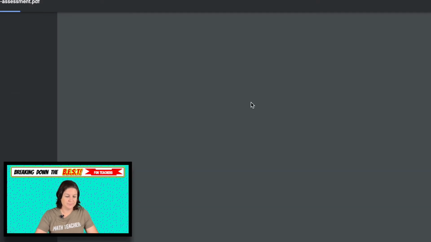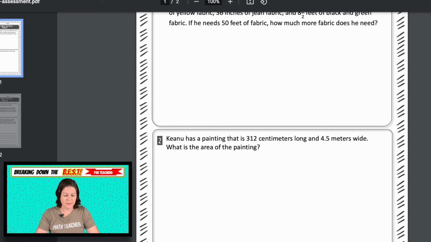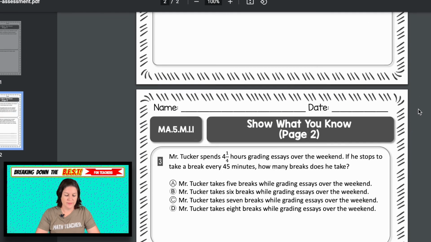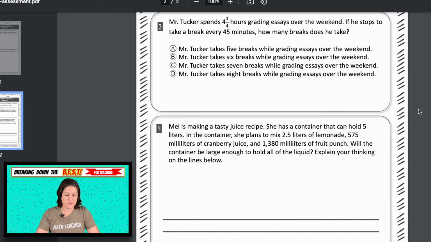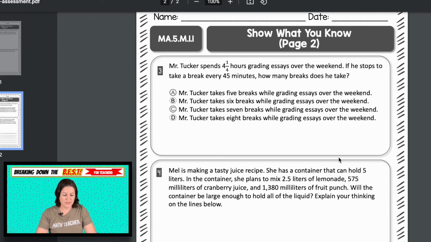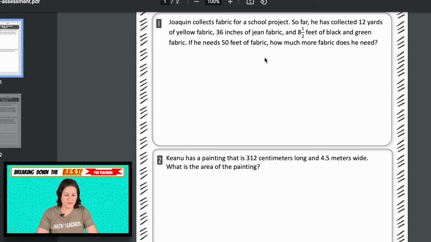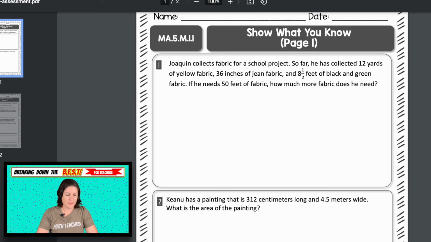So here's your mini assessment. Notice it just says show what you know. So you can use this as a mini assessment, as a practice test, as just extra practice in general, whatever you want to do. See, just a variety of question types. We've got fractions, we've got decimals, we've got volume here, we have time on this one, and I believe these 2 are length ones, okay?